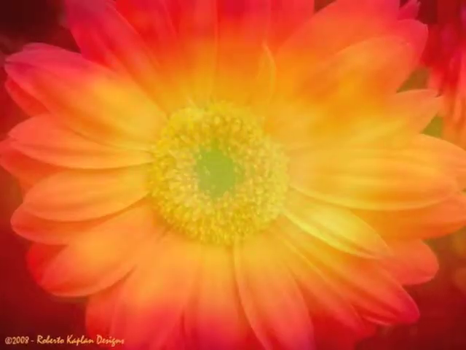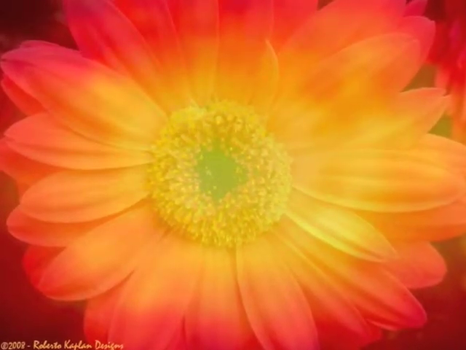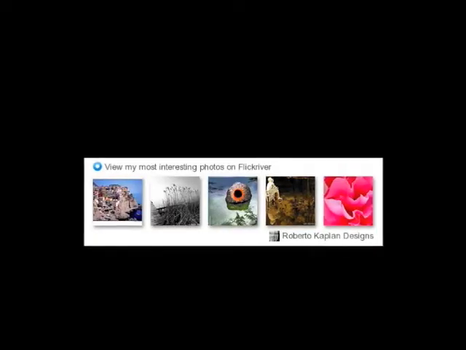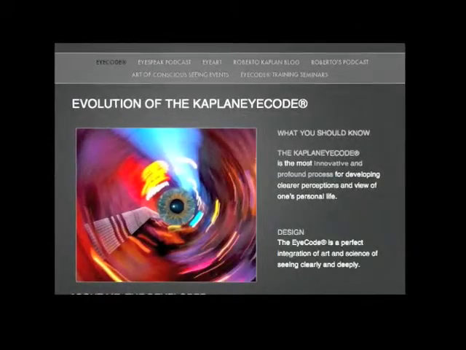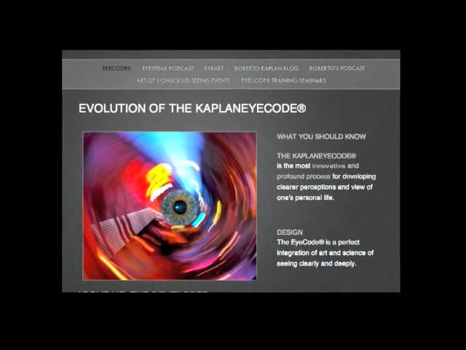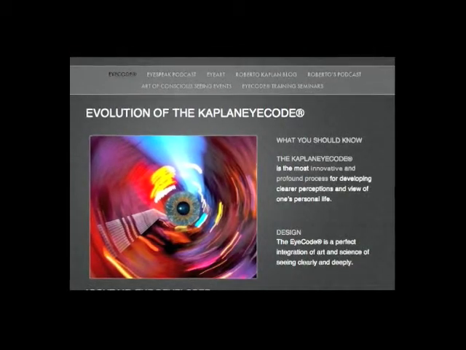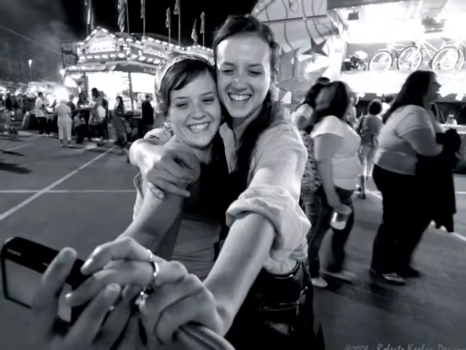The concept of EyeArt developed out of my deep interest in photography, and at first I began to take photographs and post them on Flickr on the internet. It's a combination of my work with eyes and nature. Then I developed the Kaplan eye code, which is an innovative perception technology that's used by many professionals to assist people in seeing themselves more clearly.